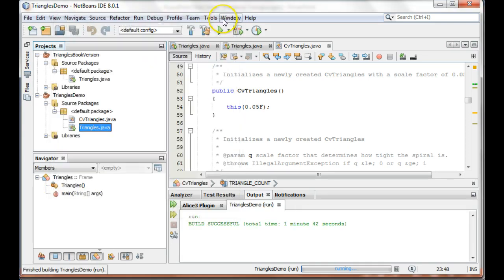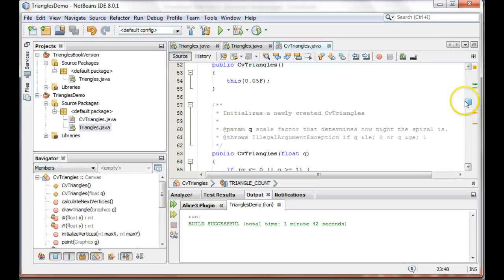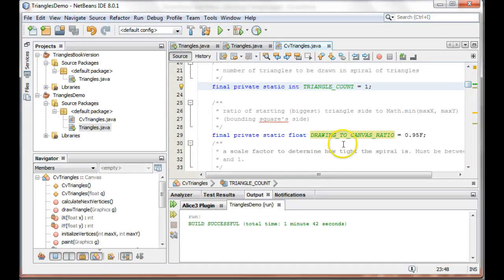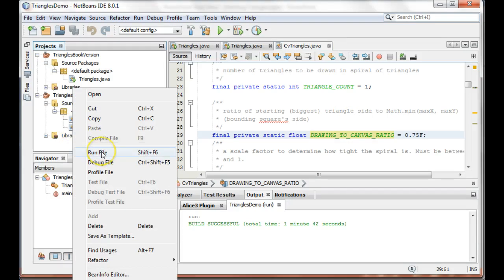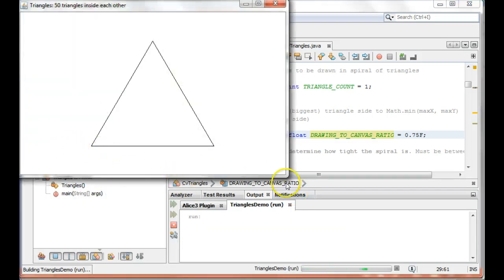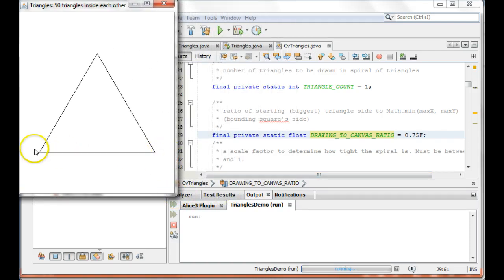And again, there's lots of ways to play around with this code. You could play around with that number. What I did was I pulled it out and called it drawing to canvas ratio, because it's a ratio that we're using to fit our triangle inside the canvas. So if we made it say 0.75, let's see what that looks like. And I encourage you to play around with code like this. Now see it's much smaller in relation to the canvas, we have more of a margin over here.